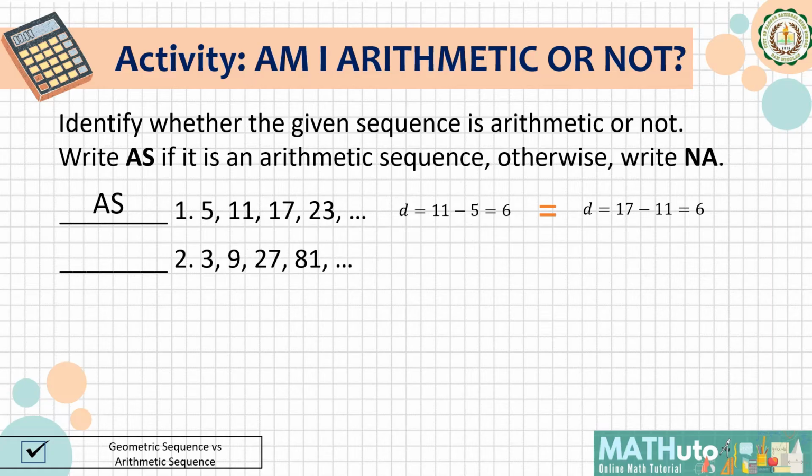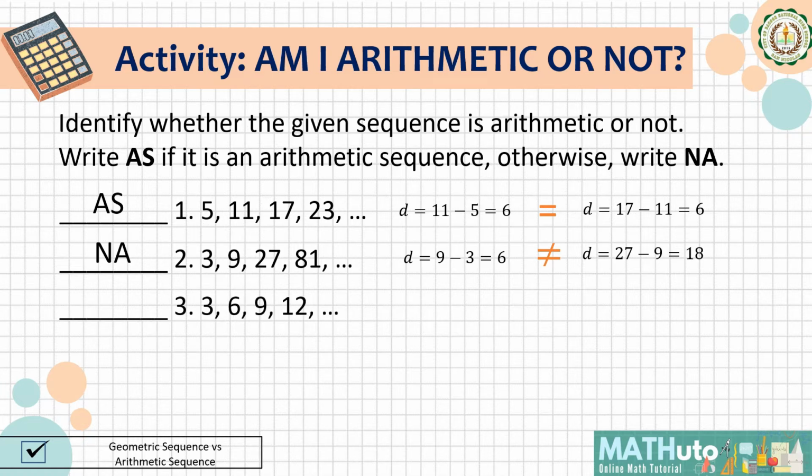For number 2, 3, 9, 27, 81. Let us try to get a common difference. Subtract the second term to its first term, 9 minus 3 is 6. And when we subtract the third term to its second term, 27 minus 9 is 18. Notice that the differences of the two are not equal. Therefore, this is not an arithmetic sequence.